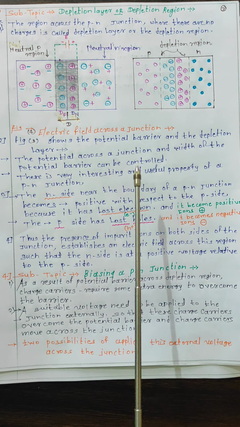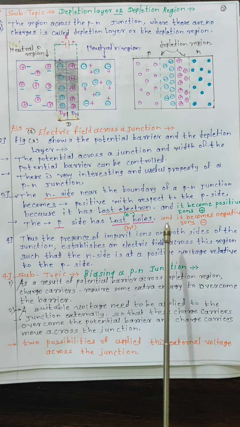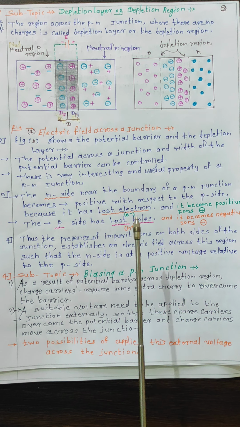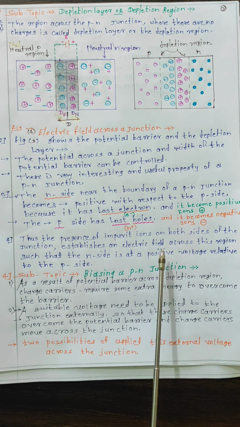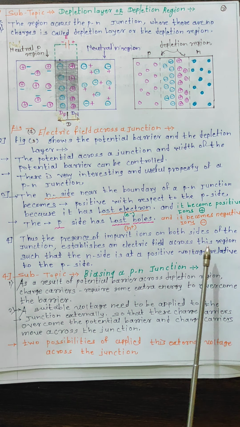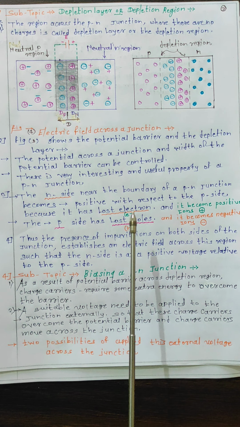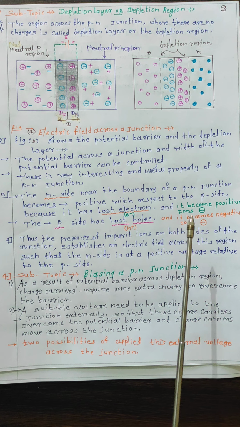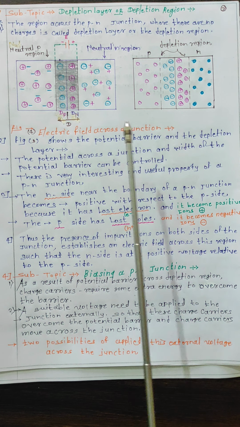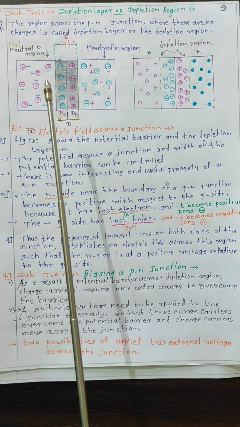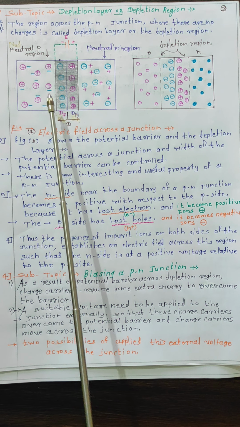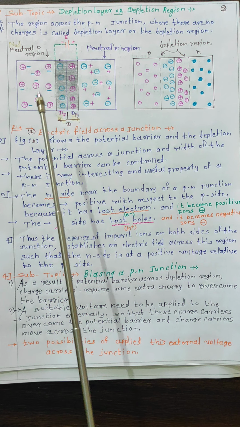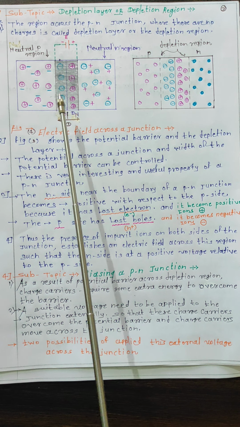Then next, thus the presence of impurity ions on both sides of the junction establishes an electric field across this region, such that the n side is at a positive voltage relative to the p side. That means in this region some impurity is added on both sides. So at that junction an electric field is established.